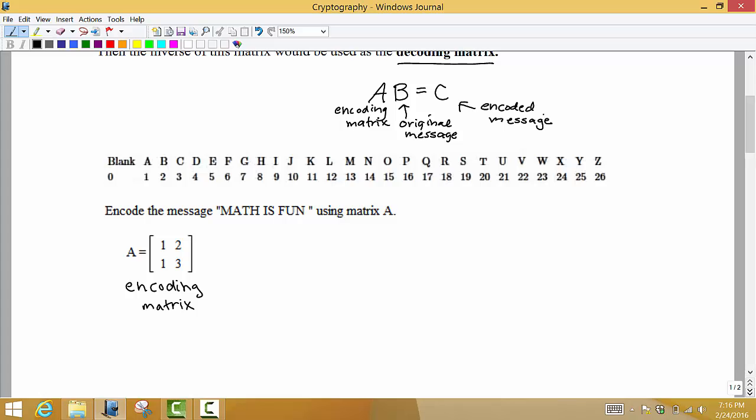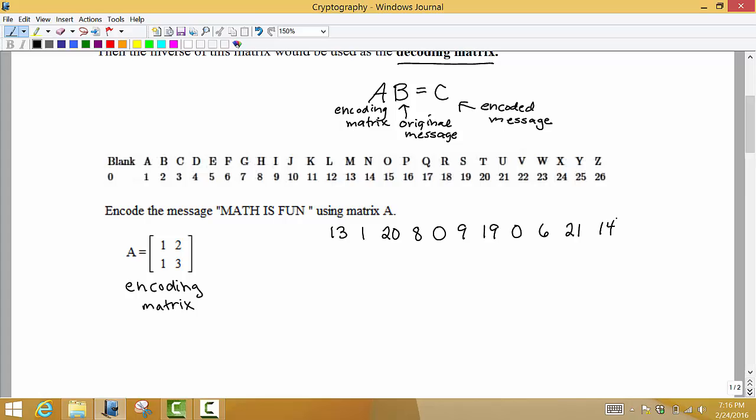So we're asked to encode the message "math is fun." Alright, so M is 13, A is 1, T is 20, H is 8. I'm going to put a blank because I want to separate the words, so I'm going to put 0 for blank. And then I is 9, S is 19. I'm going to put another 0 for the blank. And then F is 6, U is 21, and N is 14.